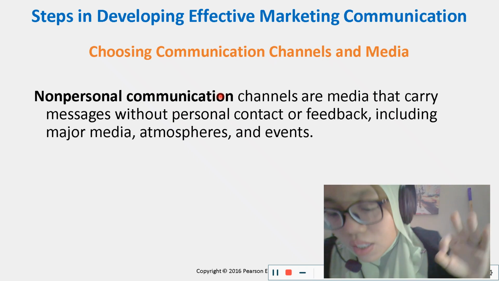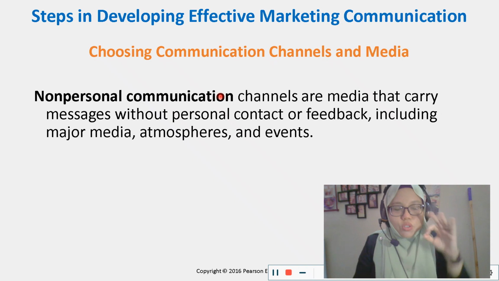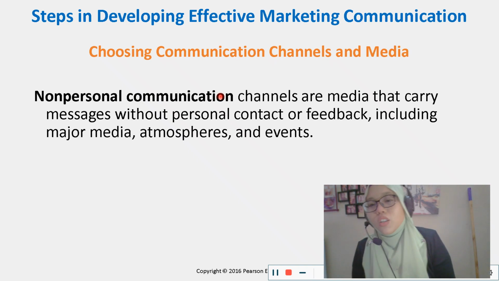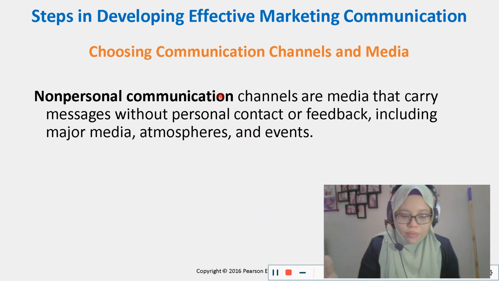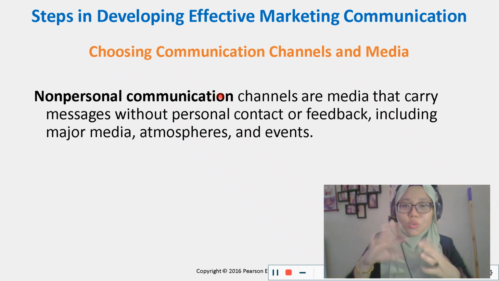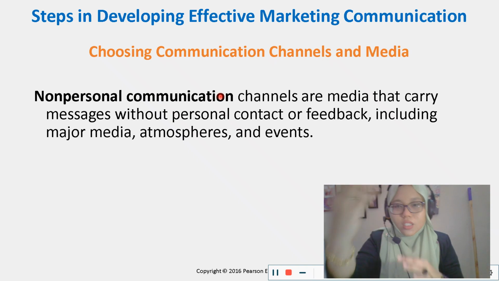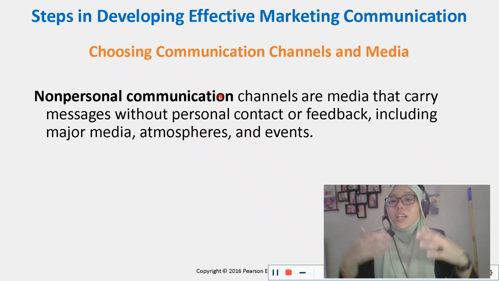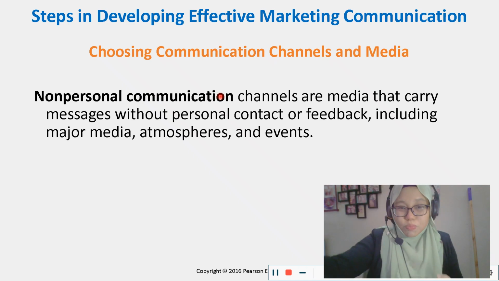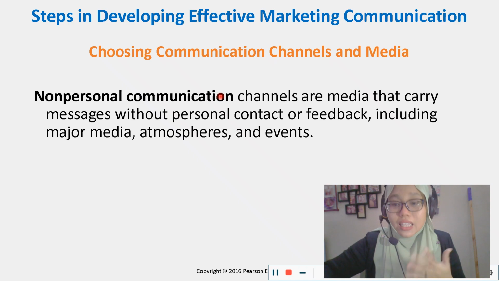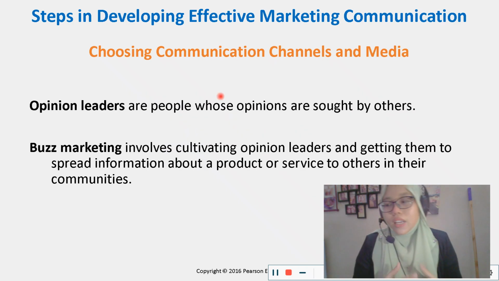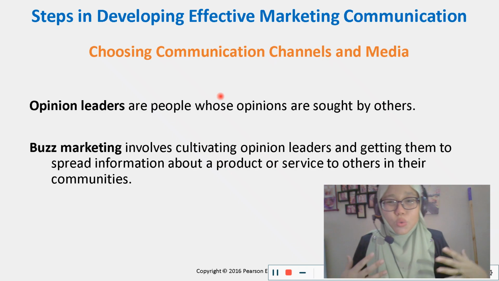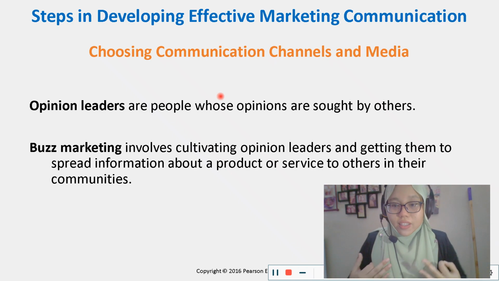So the organization can choose whether they want to have personal communication or non-personal communication. So advertisement on TV, you're not able to give feedback because it's only one-way communication. They give you the message, you receive it, so you are not able to actually contact them to give any further feedback. Inside that, we have opinion leaders, and these opinion leaders are those whose opinions are sought by others.